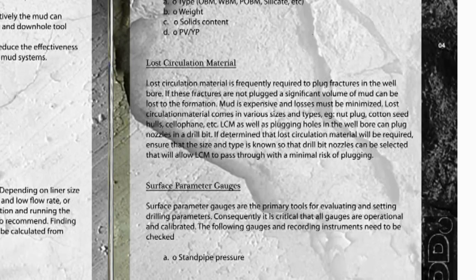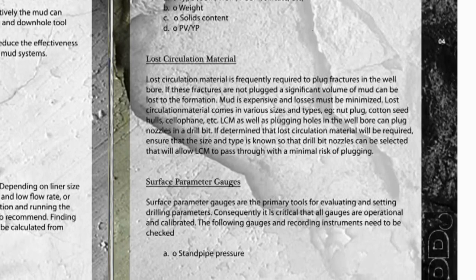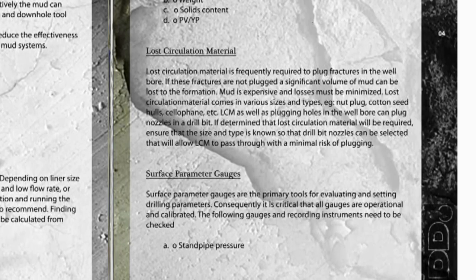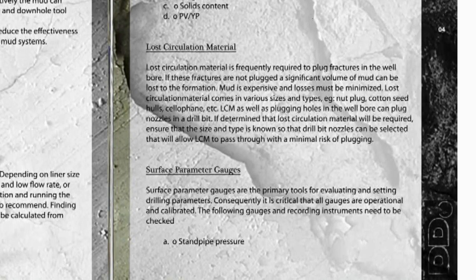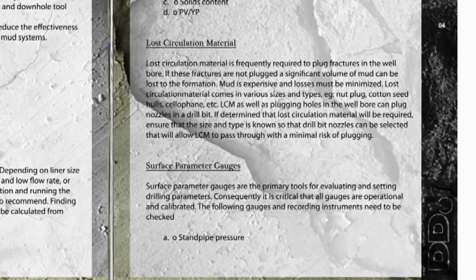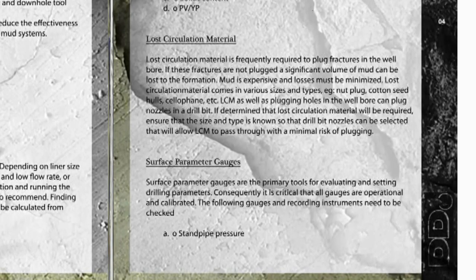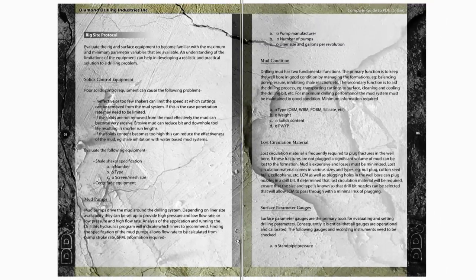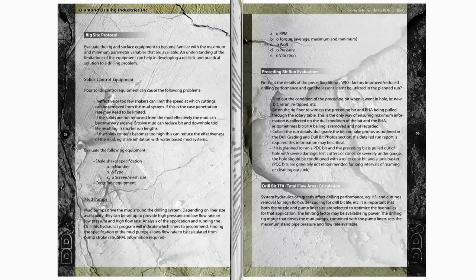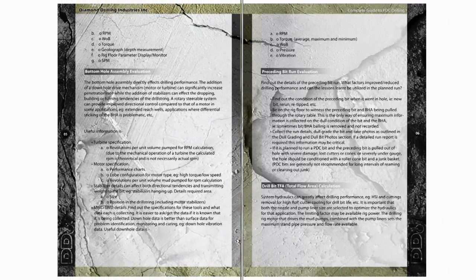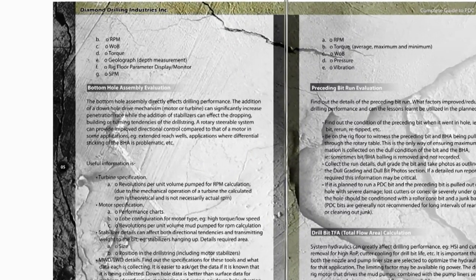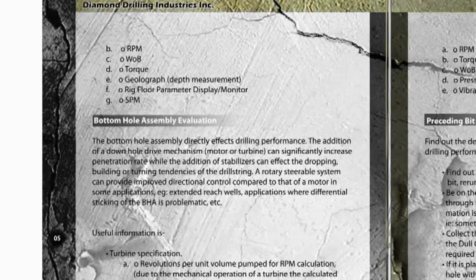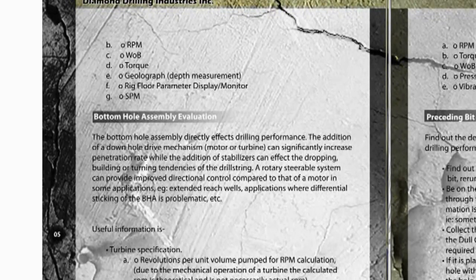Surface parameter gauges. Surface parameter gauges are the primary tools for evaluating and setting drilling parameters. Consequently, it is critical that all gauges are operational and calibrated. The following gauges and recording instruments need to be checked: standpipe pressure, RPM, WOB, torque, geolograph, depth measurement, rig floor parameter display or monitor, SPM.